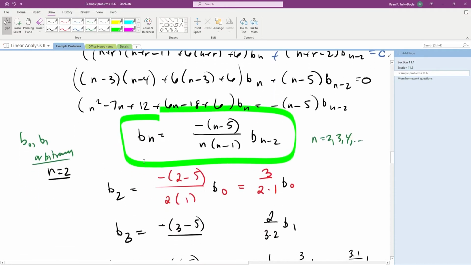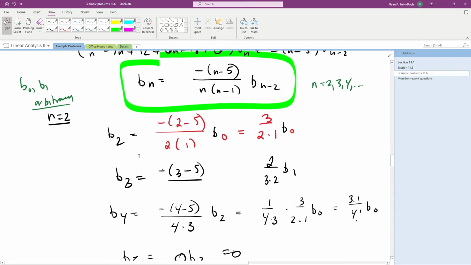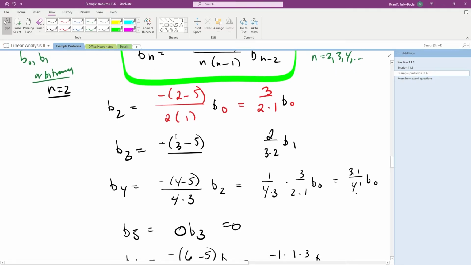So now we can just start plugging in numbers. b2, you plug in, you get 3 over 2 times 1, b0. b3, you can do the same thing, somehow I've lost some numbers here, but this is supposed to be 3 times 2 on the bottom here, and equals this. b4, well, 4 minus 5 b2, it's pretty easy to see that you end up with this once you do the algebra. This is supposed to be a 3 times 1 right here.